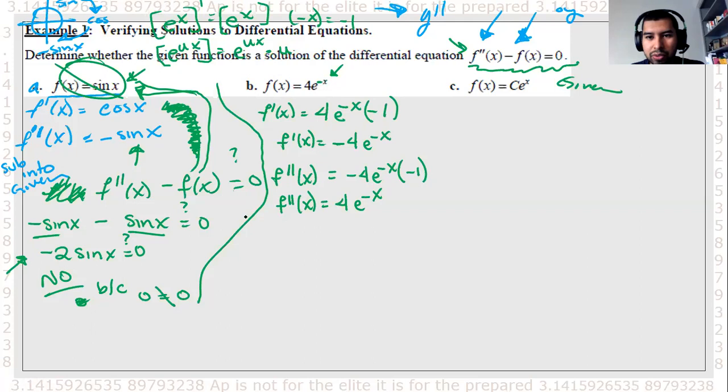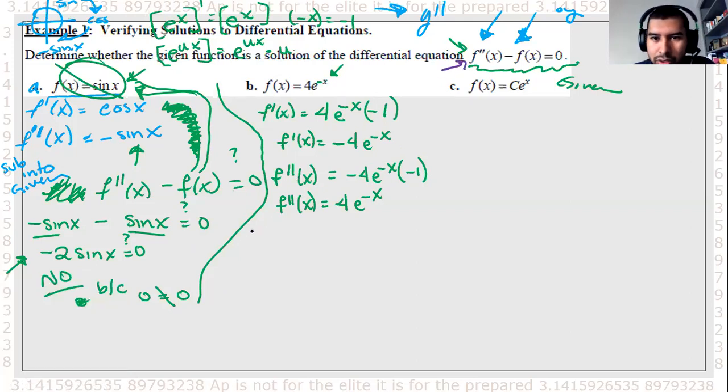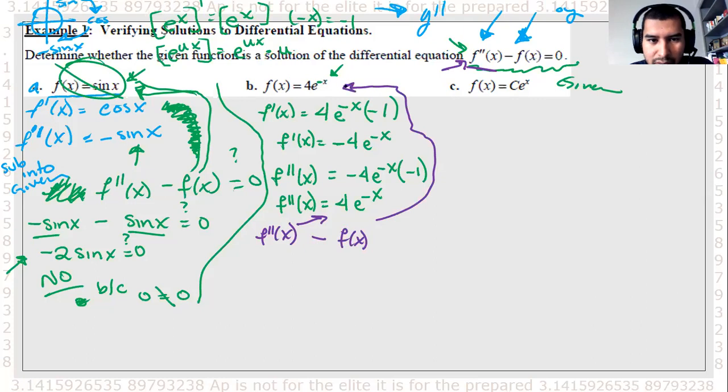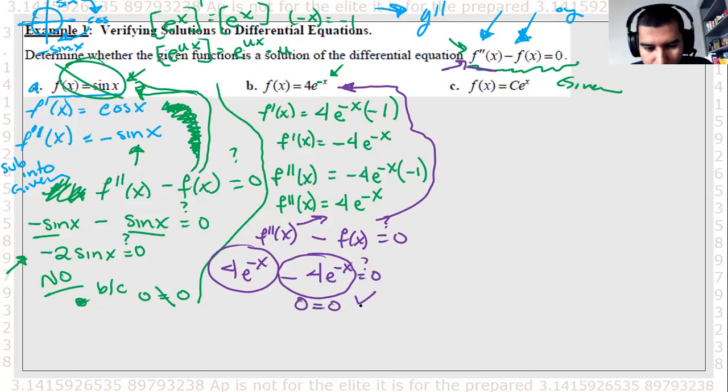So last but not least, all we have to do is substitute everything back together into our function right here. So it says f double prime of x, which is this one, minus my original f of x, which is this one, equals zero, question mark. So it's 4e to the negative x minus my original function, 4e to the negative x, equals zero, question mark. Well, I got the same number, and I got the same number. Just one is negative, one is positive. So zero indeed equals zero. This works.